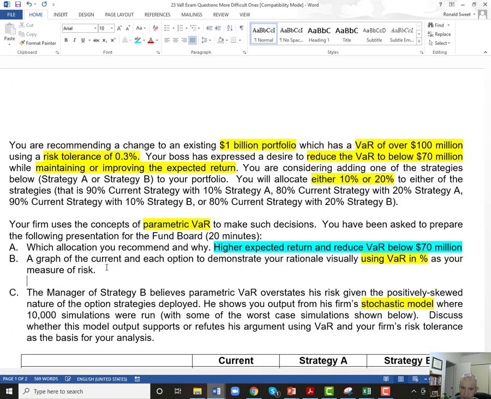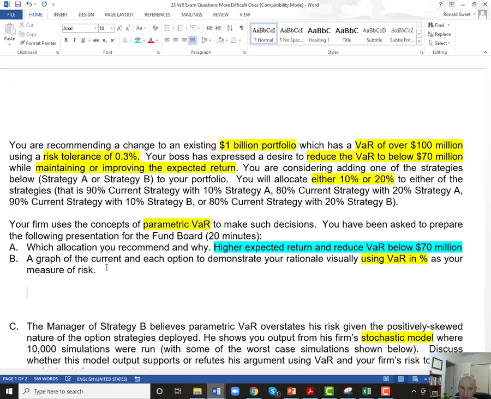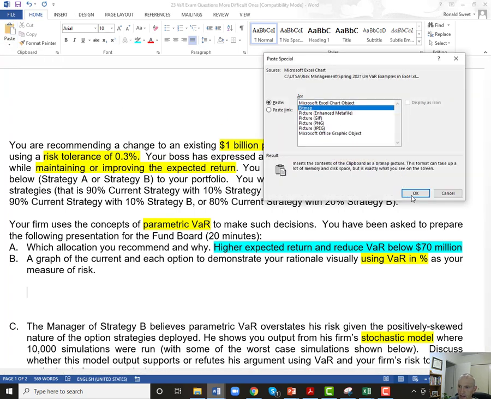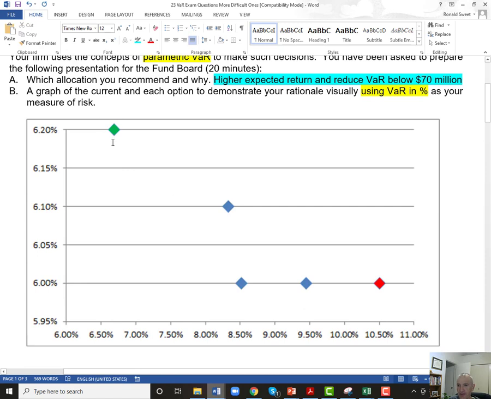A graph showing what you're recommending. You could just put that graph right into your answer. You'd have to label them. I didn't label them here, but you label them. So there's your current strategy. There's 90% current strategy, 10% A; 80% current strategy, 20% A; 90% current strategy, 10% B; 80% current strategy, 20% B. And you'd probably want to put a line in here at the 7th percentile and put it all together.